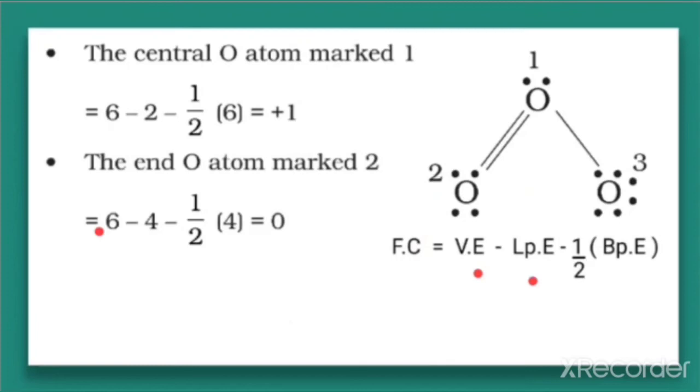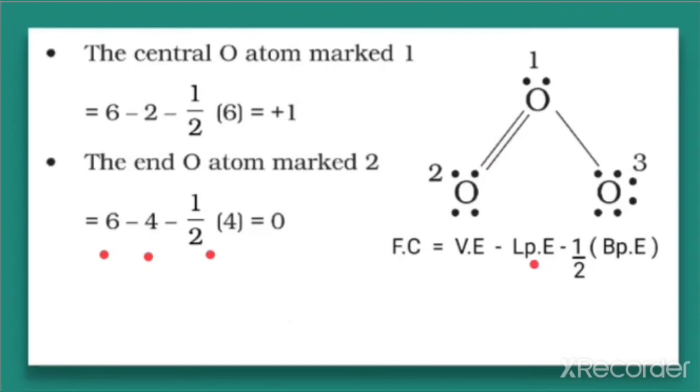Minus Lp electron, lone pair electron. Here 2 lone pairs are there, that is this lone pair and this lone pair. One pair has 2 electrons. So total how many electrons are there? In simple words, I told you to count the dots around the second oxygen atom. How many dots are there? That is 1, 2, 3, 4. So total 4 dots are there. So the valence electron we have already written here. Lp electron, that is lone pair electron, is 4.